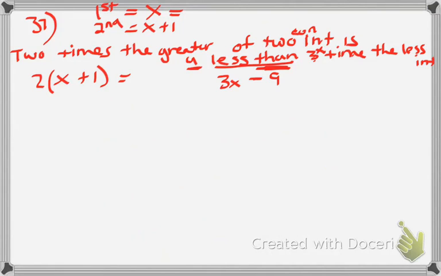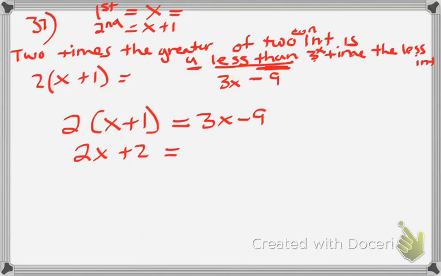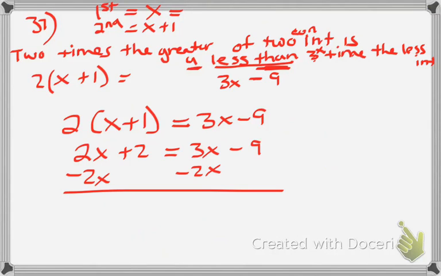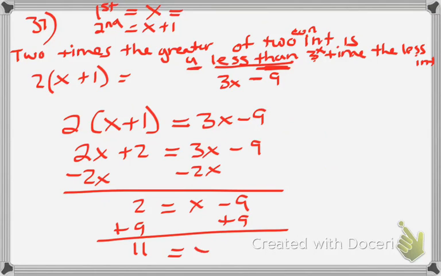Remember, we have our is here. That's my equals. So it's really 2 times the quantity of x plus 1 equals 3x minus 9, 9 less than 3 times the lesser integer. And now we solve it. Simplify. 2x plus 2 is 3x minus 9. I'm going to subtract 2x. I'm left with 2 equals x minus 9. Add 9. And we get 11 is equal to x.